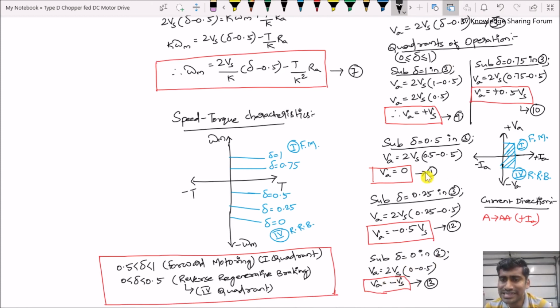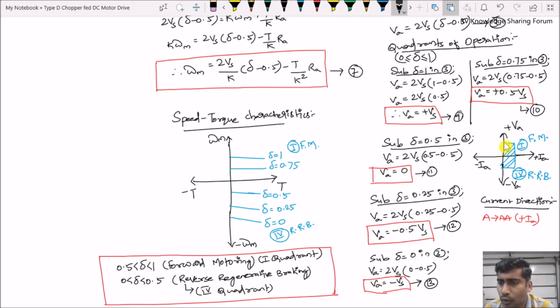Based on these results, let us discuss the quadrants of operation. Coming to the current direction, as we already discussed, the current in all the modes of operation flows from A and ends at AA. That means the current enters through A and leaves through AA, which we have considered as positive armature current. Therefore, the current is always positive. Coming to the voltage point of view, when del is equal to 1 and when del is equal to 0.75, our voltages are positive and our armature current is positive.